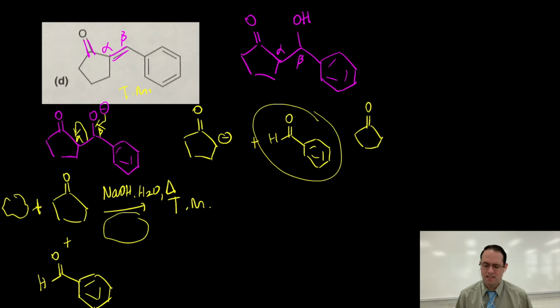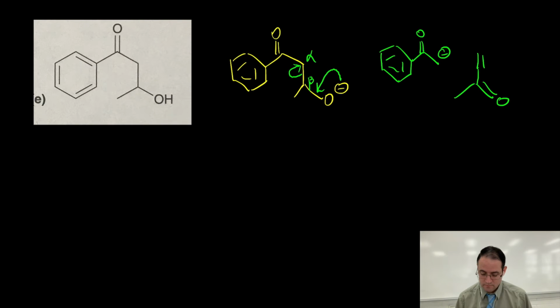Let's do part E, which is the last part on this problem. Once again, we use the WTF analysis. Let's write out the alkoxide. You want to label the alpha carbon, which is adjacent to the carbonyl, and the beta carbon. Now you want to fragment. These electrons can come down here to create a carbonyl, and these electrons can go up here to create the enolate. So we form the enolate of acetophenone, and we form acetaldehyde.